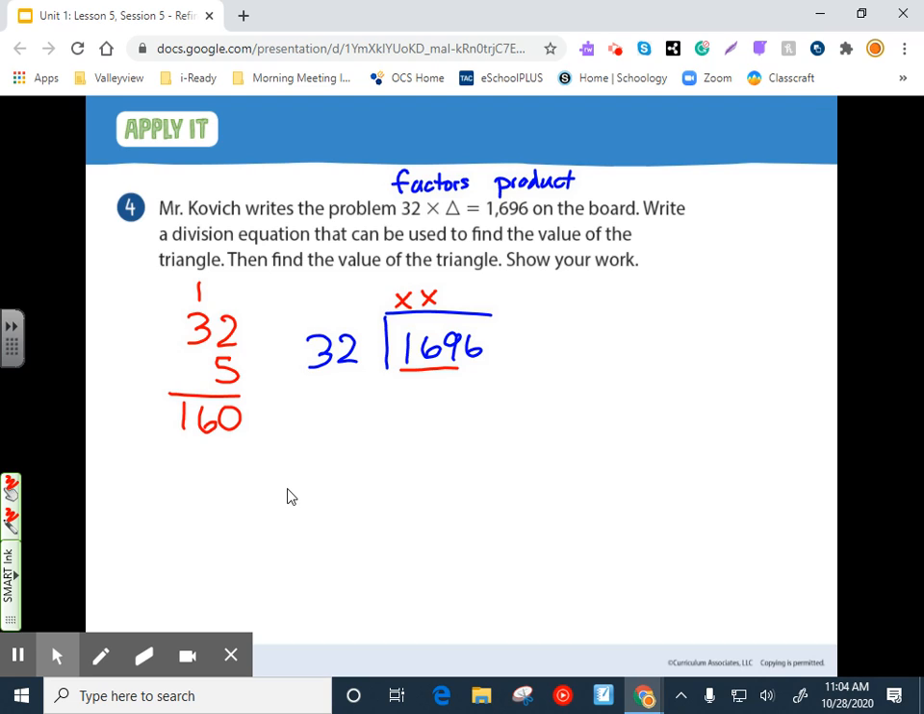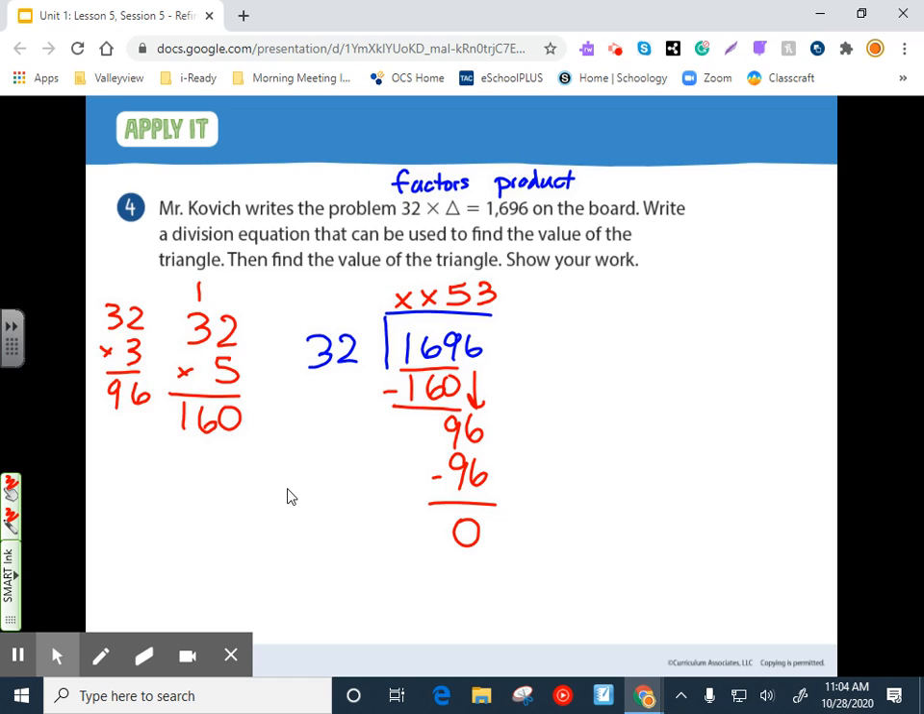15. Okay, 5 works. 160. 9 minus 0 is 9. Bring down your 6. And it's 32. I know, is 696 right there. 53. And that is your answer.